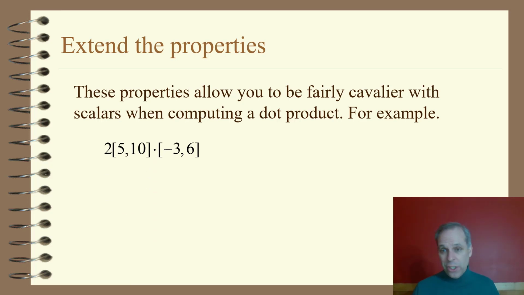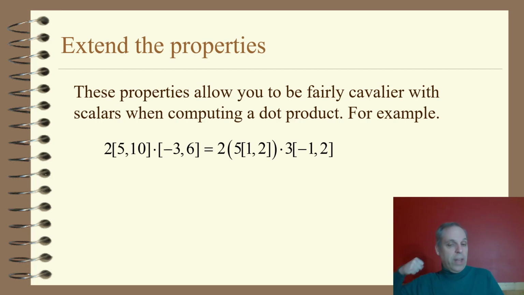For example, what if I wanted to find out what this particular product is? Now, I could multiply the two through to get the vector 10, 20, and then do the dot product. Sure, I definitely could do that. I choose not to, though. Instead, I'm going to notice that, do you see how 3 is a common factor of the second vector? Do you see how 5 is a common factor of the first vector? I'm going to pull those scalars out. That's just one of the properties of scalar multiplication.